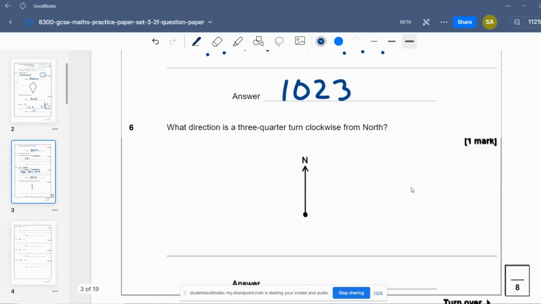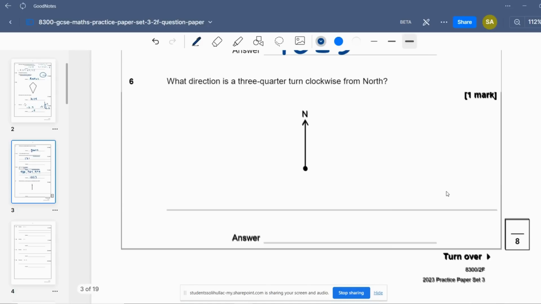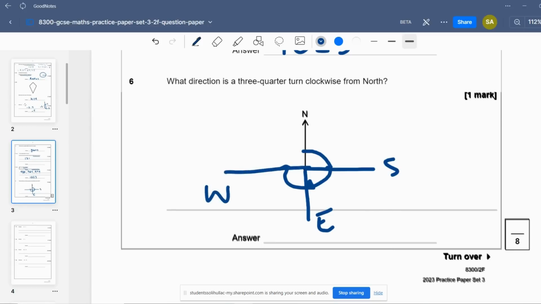Question number 6, what direction is a 3/4 turn clockwise from north? So this is your north. If you go 1/4, that will be south. If you turn one more quarter, you land on east. And 3/4 means you take one more quarter turn, and that is west. So a 3/4 turn clockwise from north is west.